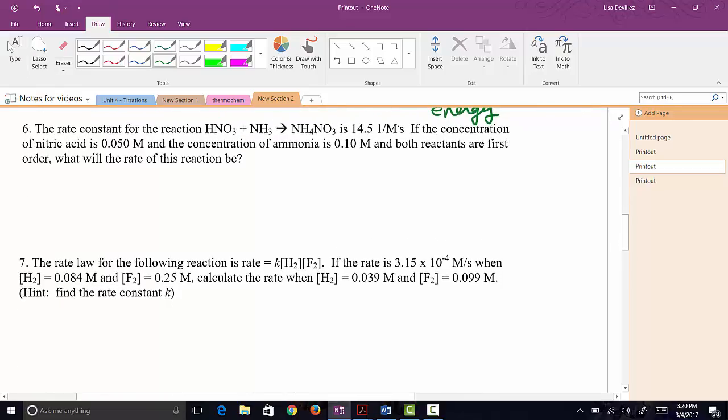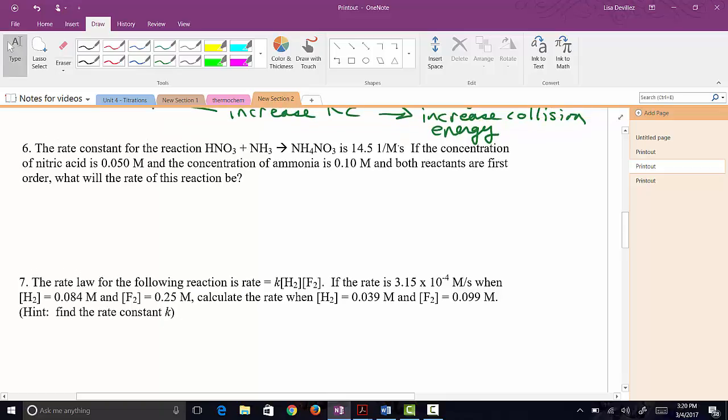Okay, so here it says our rate constant, all right, so that means this is our K. The concentration of the nitric acid is 0.05 and the ammonia is 0.1, and both reactants are first order. What will the rate of this reaction be? So I highly recommend that you always write out the rate law because it will help you keep your focus, and typically you're going to get a point on a free response question for writing the correct rate law.